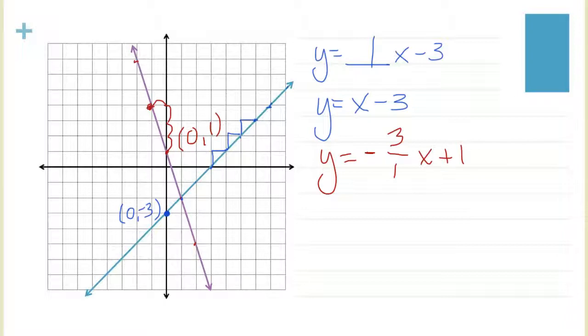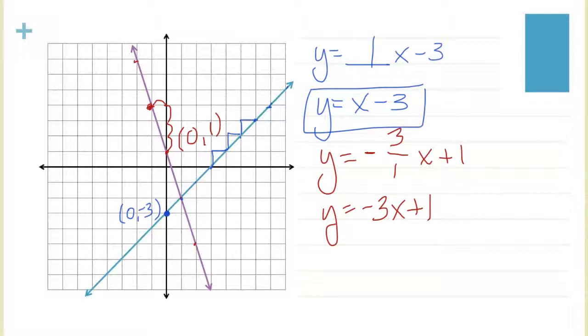-3 over 1. Well, again, that looks silly. They're not going to write a line like that. So y equals -3x plus 1. I'm doing 2 equations on each graph just to save room. If I was asked, the solution of that system of equations is (1, -2), but the blue line is y equals x minus 3, and the red line is y equals -3x plus 1.